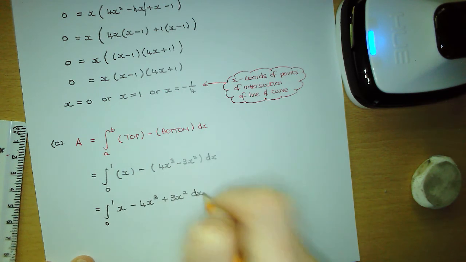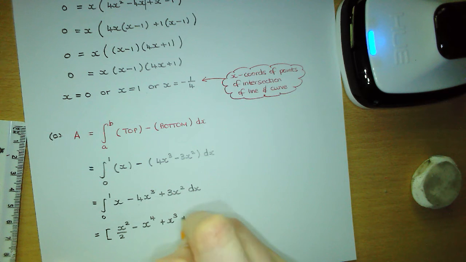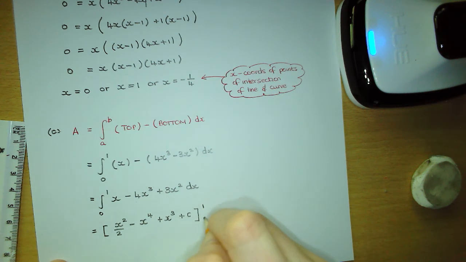And now we're good to go. We're good to actually integrate now. So put our square brackets in because we're integrating with limits. So add 1 to the power, divide by the new power. So we're going to have x squared over 2. Copy down our minus. Add 1 to the power. So we're going to have 4x to the power of 4 divided by the new power, which is 4. So we're just going to be left with x to the power of 4. Add 1 to the power, divide by the new power. So we're going to have 3x cubed over 3. So the 3's cancel. So we're just going to be left with x cubed. And then add a constant, and then close our brackets, and then put the limits immediately outside.